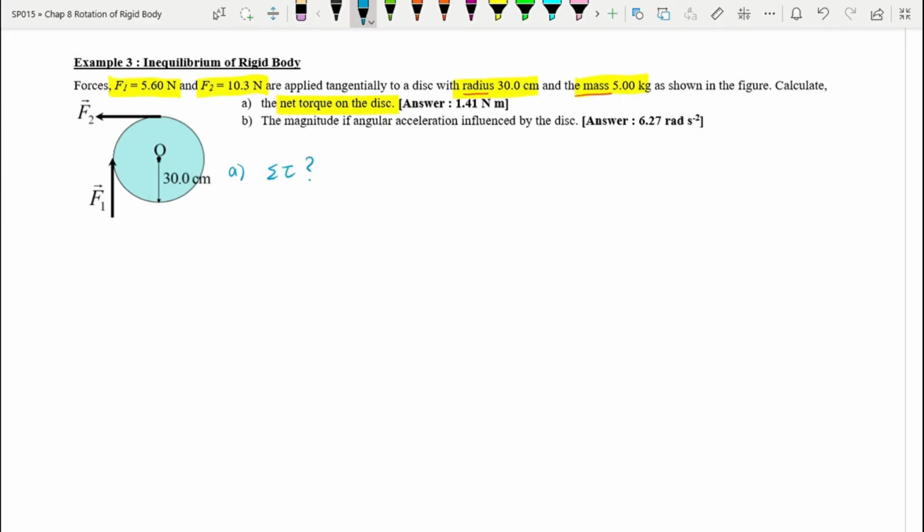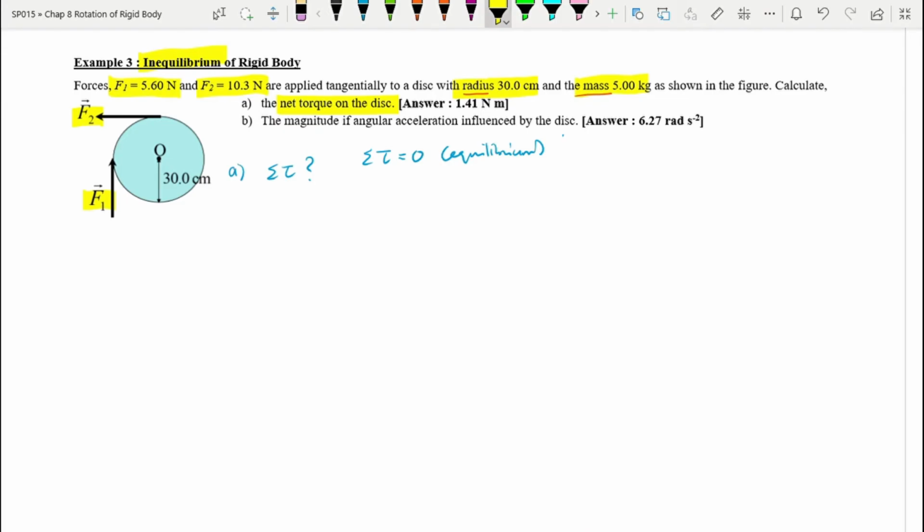Sebab dia minta net torque. Kalau dalam equilibrium concept, summation of torque, of course lah, dia akan jadi kosong. Okay. Kalau equilibrium. Tapi, of course, dalam case ni, ini adalah in equilibrium of a rigid body. Jadi, summation of torque kita bukan kosong. Okay. So, kita kena cari apa nilai summation of torque. So, untuk kita totalkan nilai torque, of course, kita kena tahu force apa yang acted pada disc ni. So, ada dua force, F1 dengan F2.